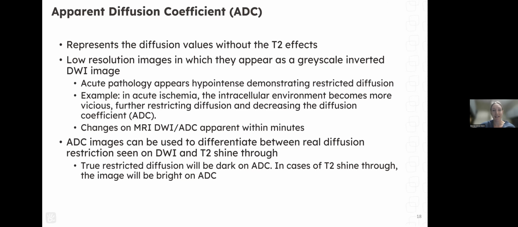You use your ADC image to determine if that hyperintensity that you might have seen on DWI is true pathology versus a T2 shine through. So if it is true pathology, the restricted diffusion will be dark on ADC, versus in T2 shine through, the image will be bright. So again, that's another way for you to look at the imaging and see if this is true pathology.